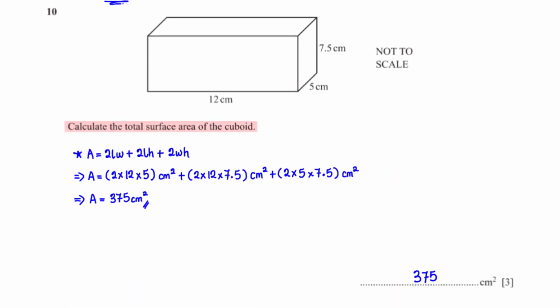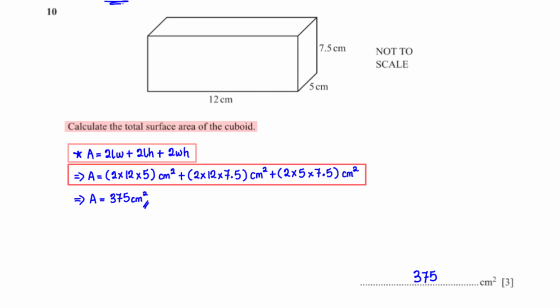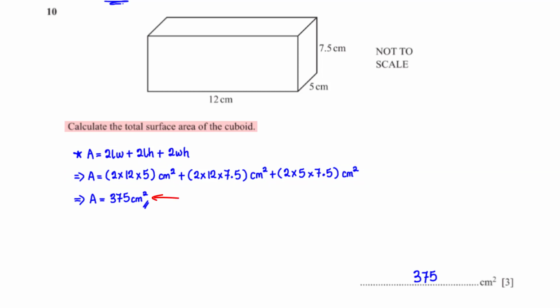Calculate the total surface area of the cuboid. Here is the formula for the total surface area of a cuboid. In this case, the length L of the cuboid is 12 centimeters, the width W is 5 centimeters, and the height H is 7.5 centimeters. When we plug in these values into the equation, this is what we get. When we type this into the calculator, we get 375 centimeters squared.